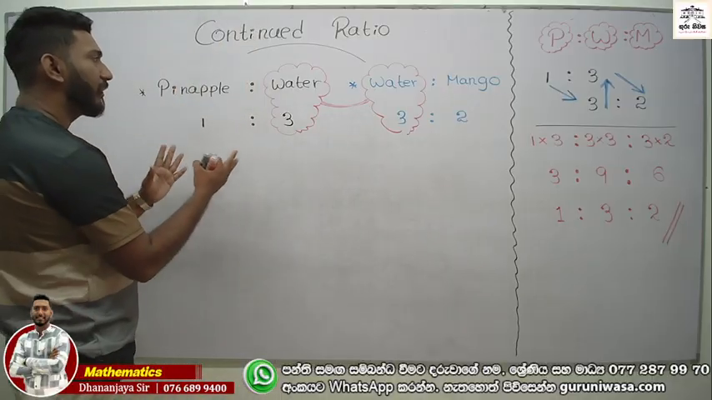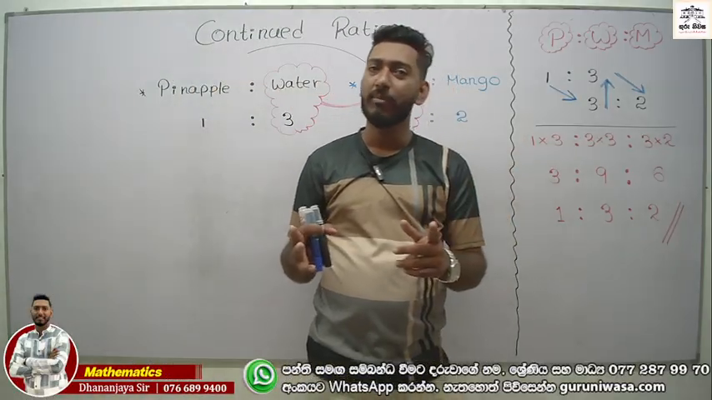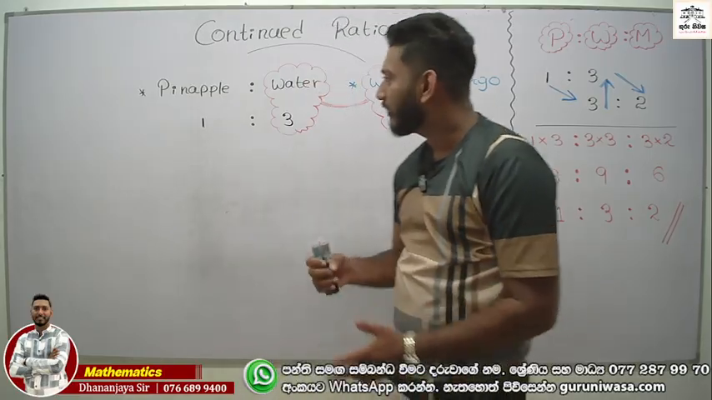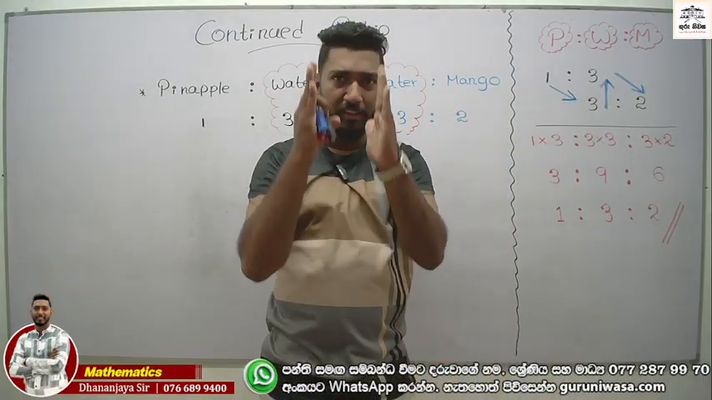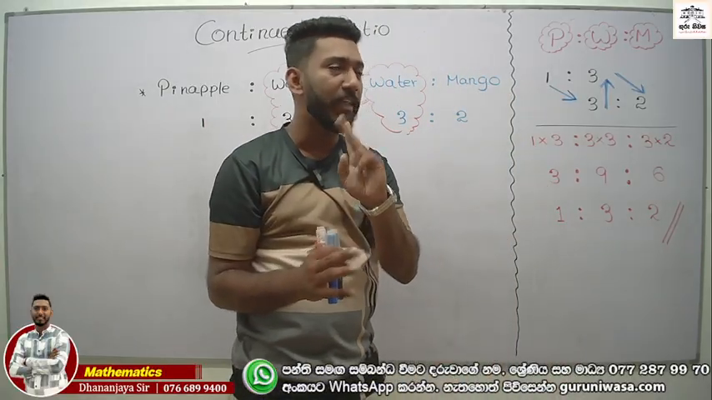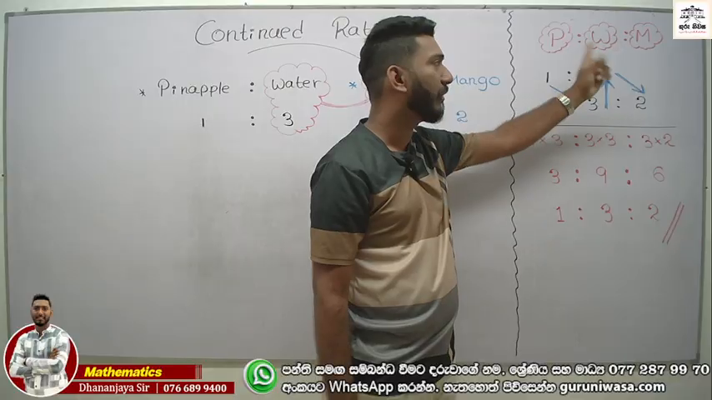First one, pineapple to water. Second one, water to mango. We have to think about the common thing. The common thing is the water. Therefore, I am going to write water as the middle one. Write water in the middle, son. Water in the middle, with pineapple and mango on the two sides.